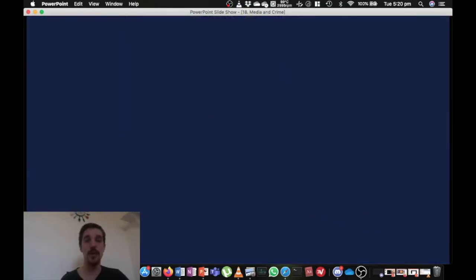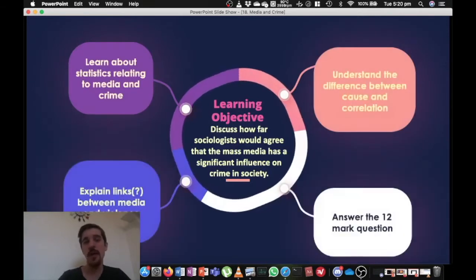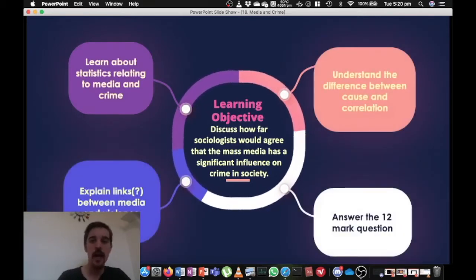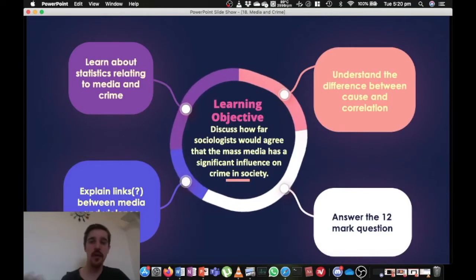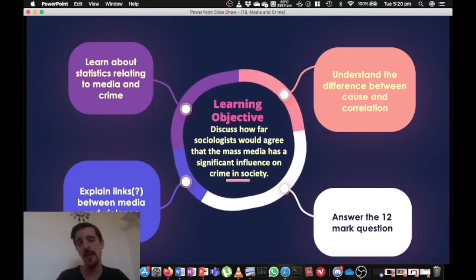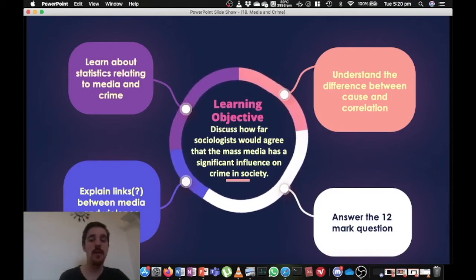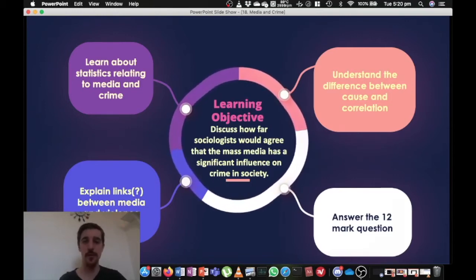To begin, let's look at our learning objective for today. We want to discuss how far sociologists would agree that mass media has significant influence on crime in society. There's a few things that we're going to be doing. We're going to look at some statistics. I want you to understand the difference between cause and correlation. You need to explain some links between the media, and I put a question mark there for a reason, because those links can be questionable, and there will be a 12-mark question which you'll need to respond to.